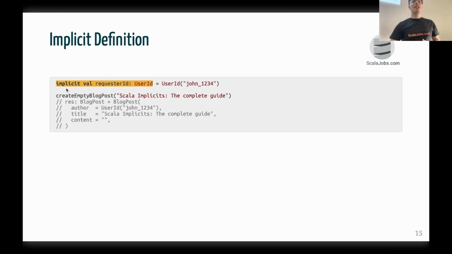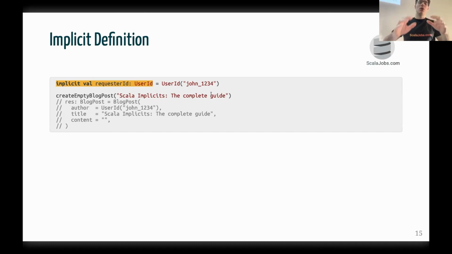This is where we need to use the implicit keyword, but this time before a value. So here we say implicit val requester ID, and this is a way to tell the compiler, please add an entry into my implicit map and say that user John1234 is the implicit within this scope. And now it works. Something very important to note is that these implicits are not globally available. It's not like a global variable.